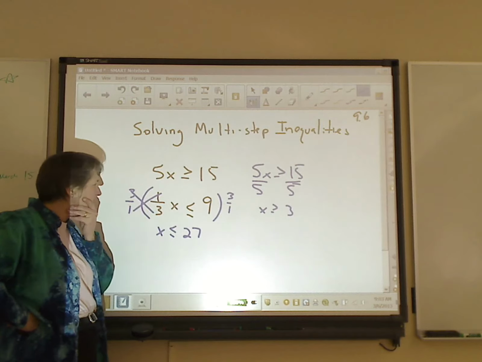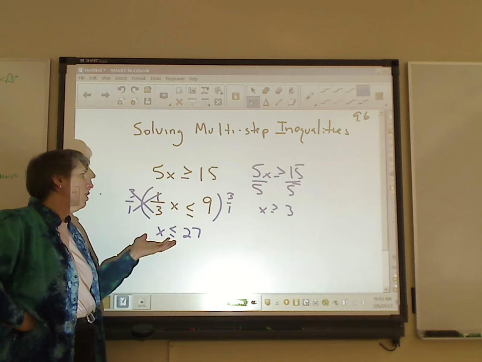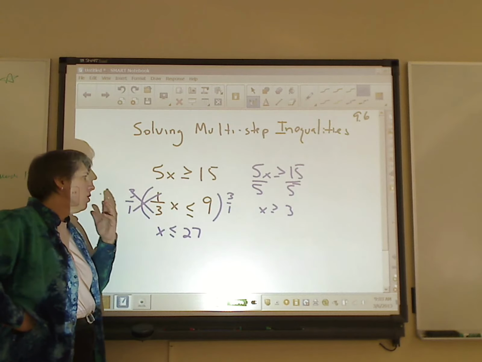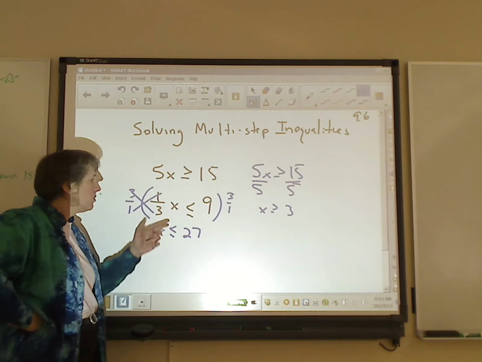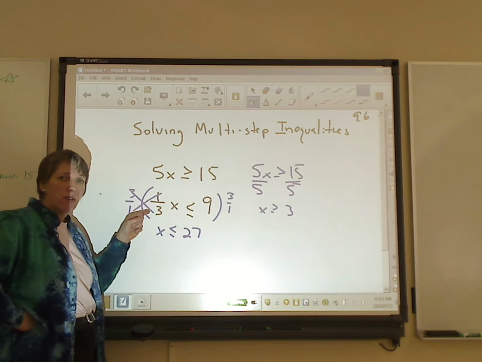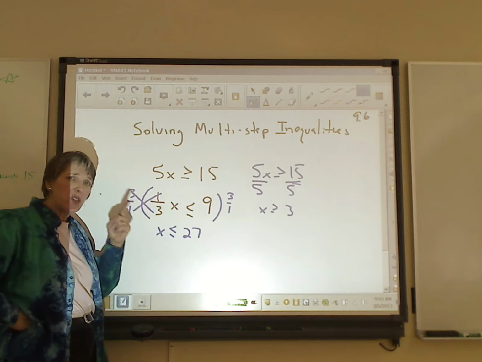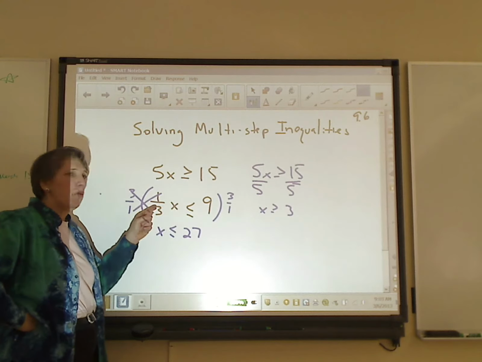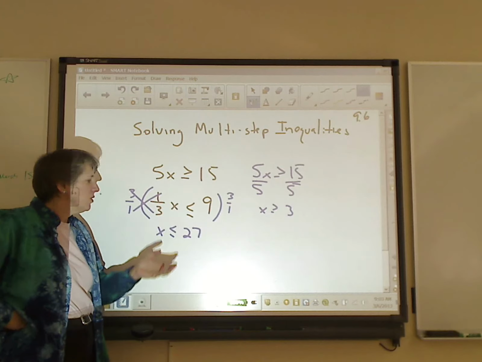Let's try another one. This is less than. I'm going to use multiples of 3, so I'm going to try 3, so I can cancel out my denominator. If x is 3, 1/3 times 3 is 1, less than or equal to 9? Yes, so this is true.